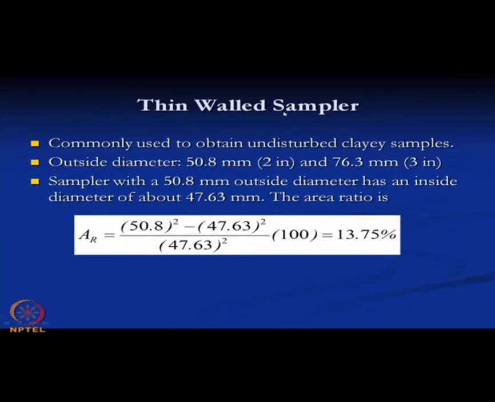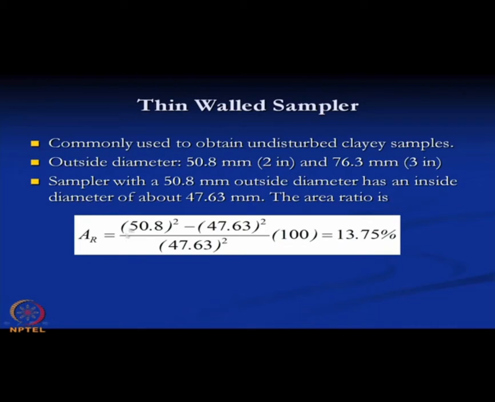Now, the previous one was the split spoon sampler, or thick walled sampler. This is the thin walled sampler tube, commonly used to obtain undisturbed clay samples. The previous one gives disturbed samples because the area ratio is 112%, but this is commonly used for undisturbed clay samples. The outside diameter is 50.8 millimeter or 76.3 millimeter, the two types of samplers. The sampler with a 50.8 millimeter outside diameter has an inside diameter of about 47.63 millimeter.